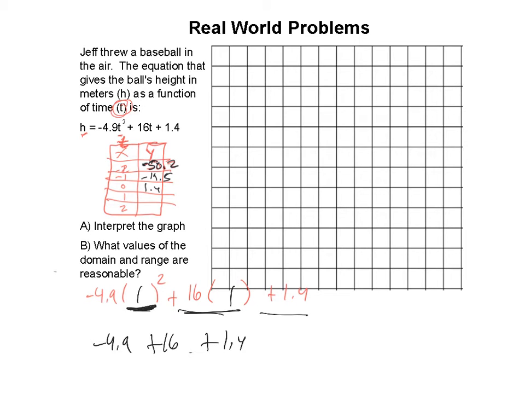4.9 negative plus 16 plus 1.4. I'm just popping that into my calculator. I'm getting 12.4. Hopefully you're getting the same thing. All right, last one. I know this is a lot of work. We're almost done.